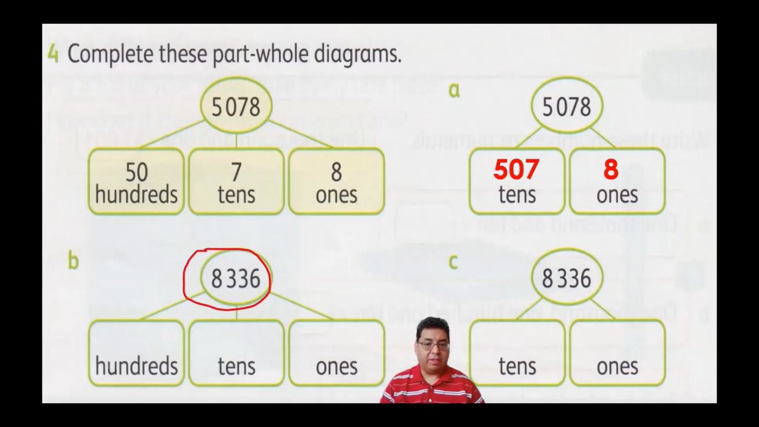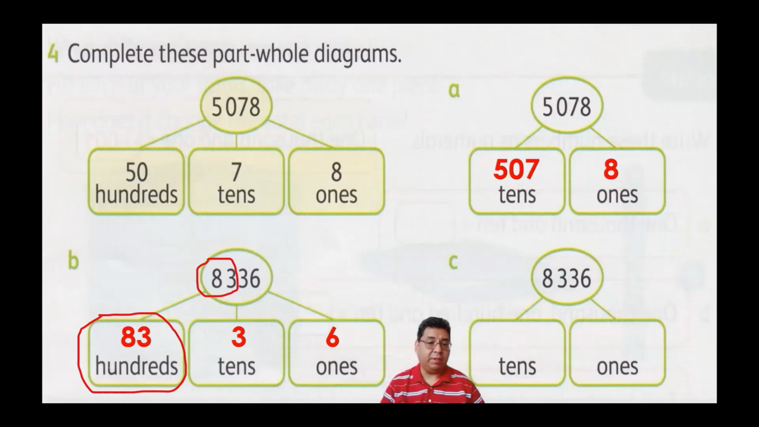Same thing for letter B. For 8,336, you're going to put in the correct numbers where they're asking, and those numbers would be as such: 83 hundreds, 3 tens, and 6 ones. Because there's no thousands place, you not only include the 3 for 300s, but the 8 as well. For the tens place, the 3 is the same, and for the ones place, the 6 is the same.